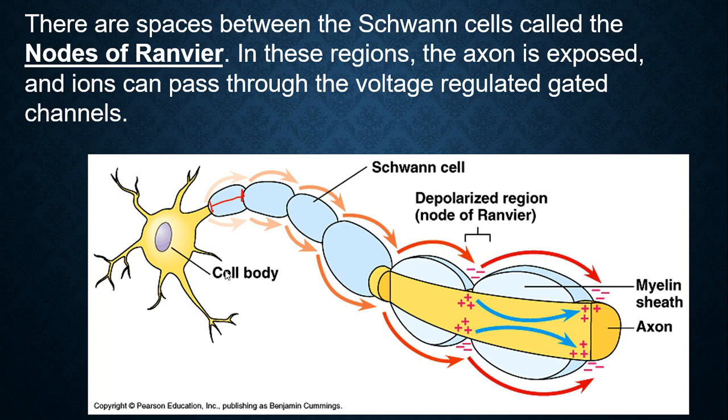No charged particles can pass through that area. All right, so each individual thing here is a Schwann cell, and together they make up the myelin sheath. Now, as I mentioned, the gaps between the Schwann cells are called the nodes of Ranvier. And in these regions, the axon is exposed and ions can pass through. So ions cannot pass through the Schwann cells, but they can pass through the nodes of Ranvier.